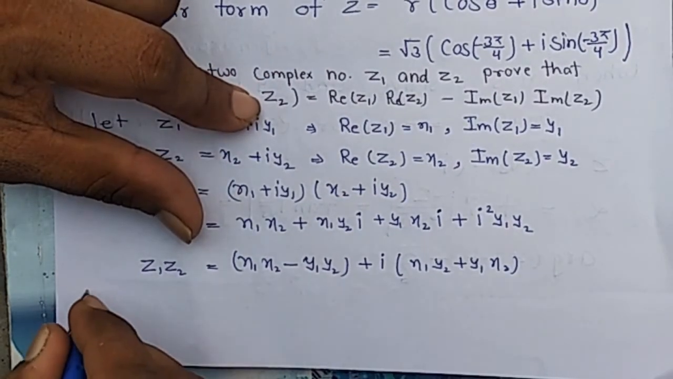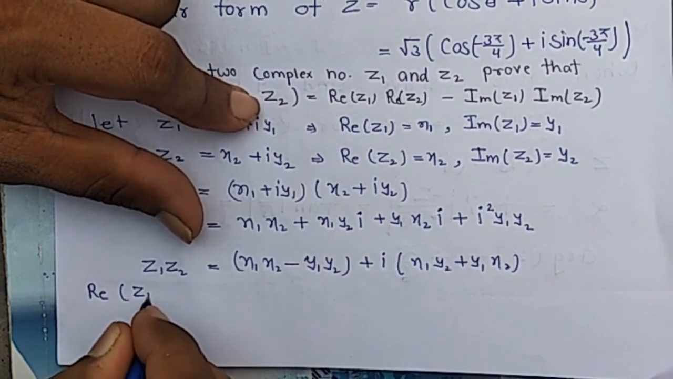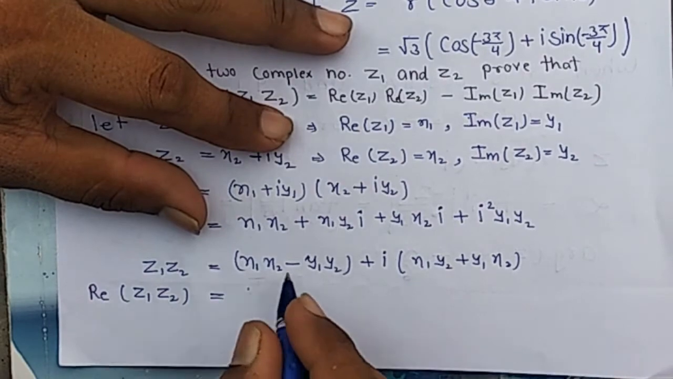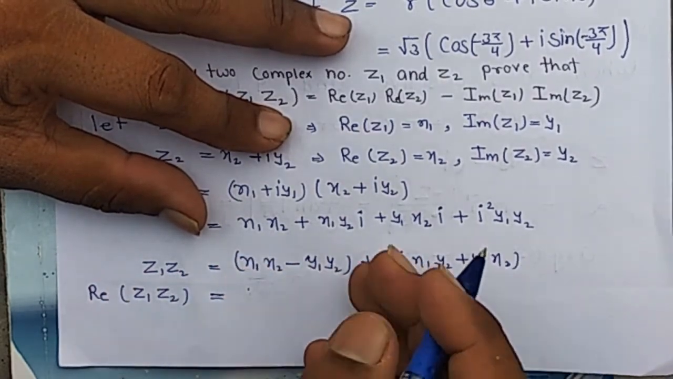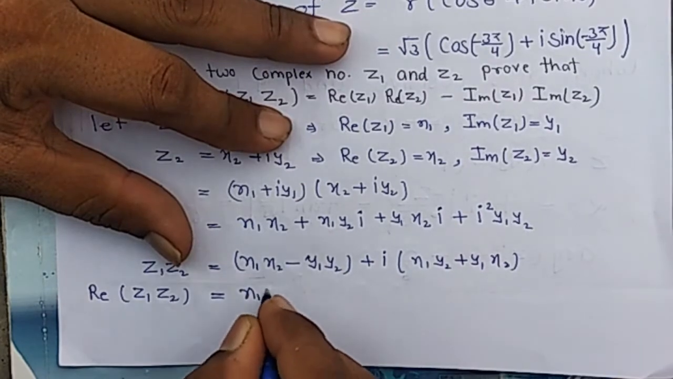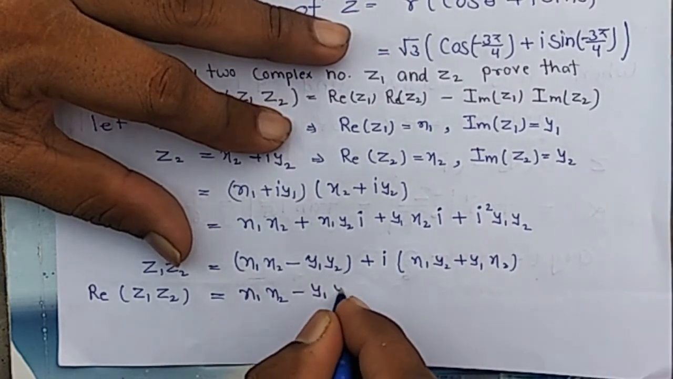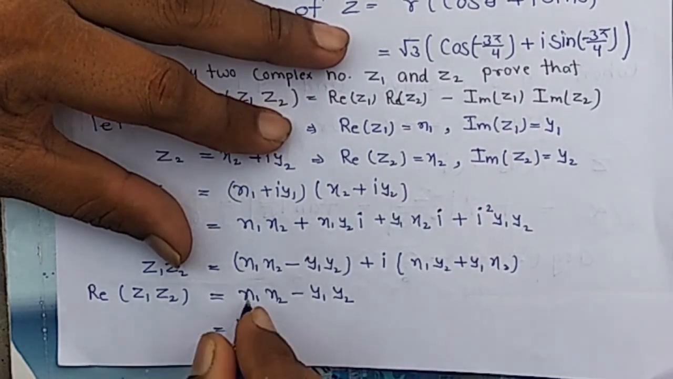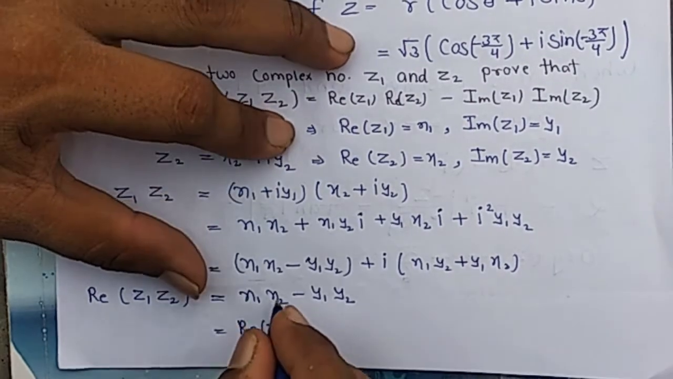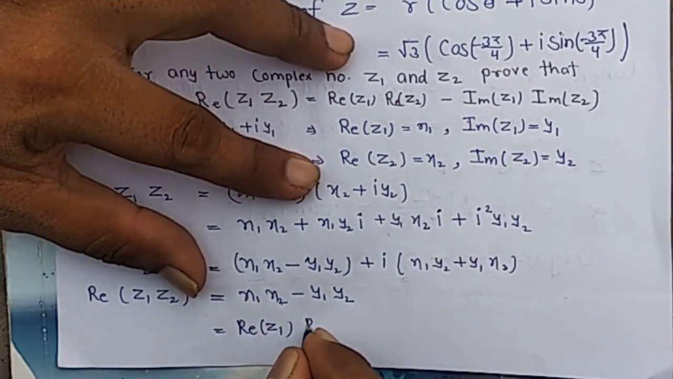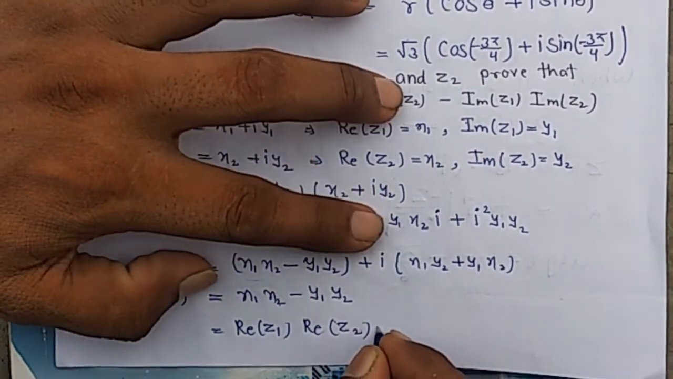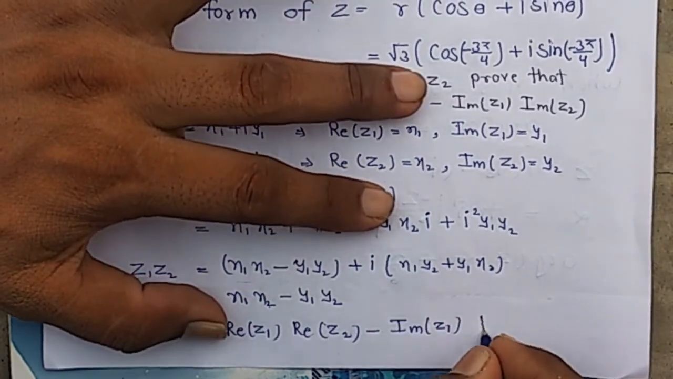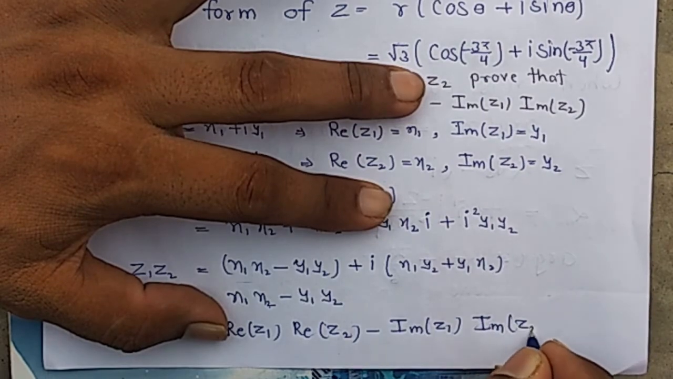And if we see the real part of z1 z2, it is the part which is not in the multiple of i. Now x1 is the real part of z1, x2 is the real part of z2, y1 is the imaginary part of z1, and y2 is the imaginary part of z2, and it is proved.